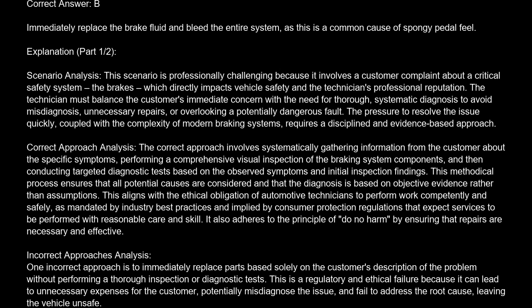This aligns with the ethical obligation of automotive technicians to perform work competently and safely, as mandated by industry best practices and implied by consumer protection regulations that expect services to be performed with reasonable care and skill. It also adheres to the principle of do no harm by ensuring that repairs are necessary and effective.